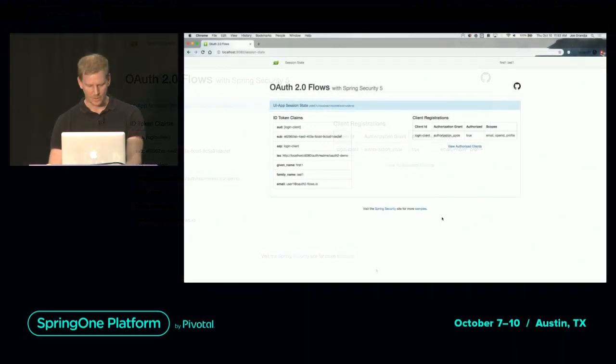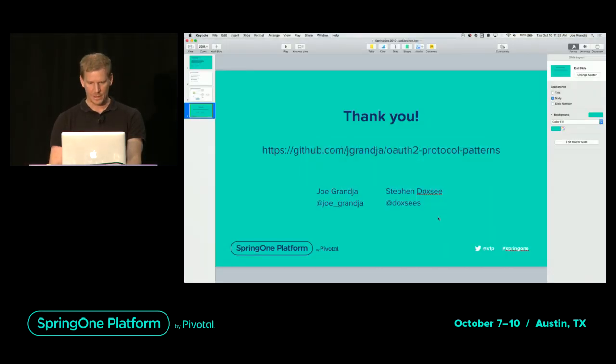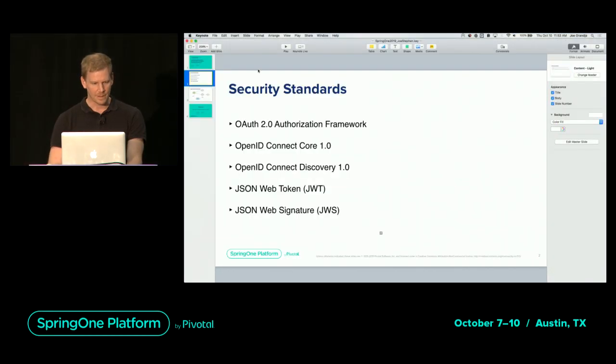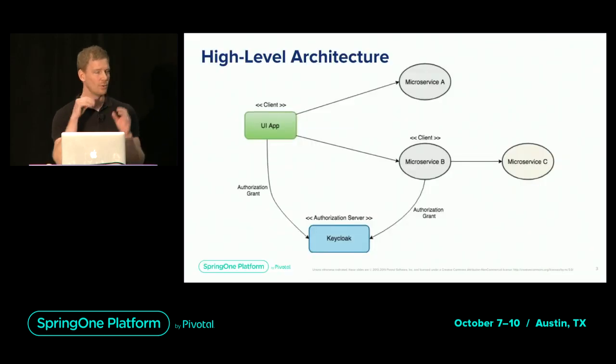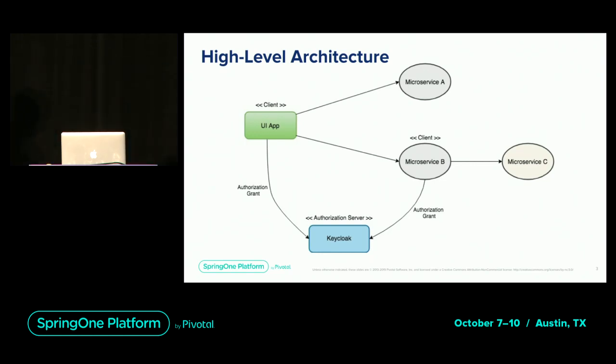So just to recap here, we haven't done authorization yet. We've only been focusing on authentication, and we have basically allowed authentication to happen using OpenID Connect at the UI app. Joe's going to now show us how we can secure our communications with Microservice A and Microservice B with OAuth2. Right on. Thank you.